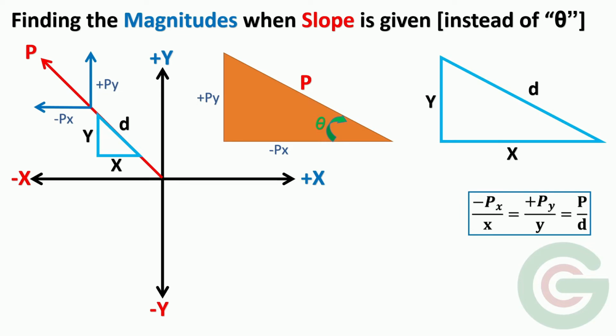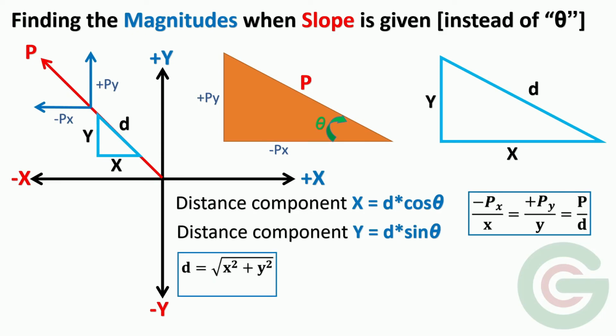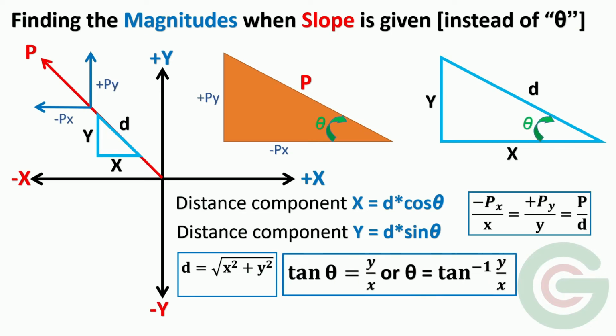From the slope triangle, we get distance component x is equal to D cos theta and distance component y is equal to D sin theta, and length of the hypotenuse D equal to root of x square plus y square. From the slope triangle, we can also find the angle theta by taking tan theta equal to y by x or theta is equal to tan inverse y by x.